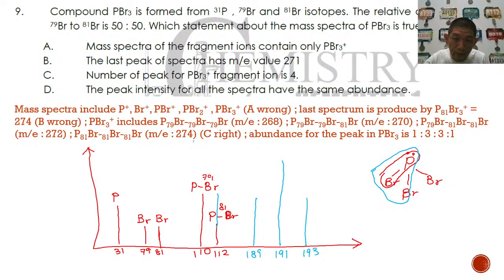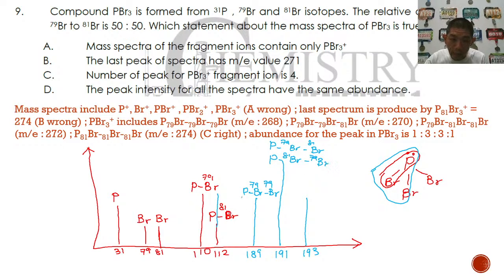So what makes 189, 191, and 193? 189 is made of PBr2, so it is made of 79, 79. Okay, and what makes 191? 191 is made of P 79 Br, 81 Br, or another possible is P 81 Br, 79 Br.